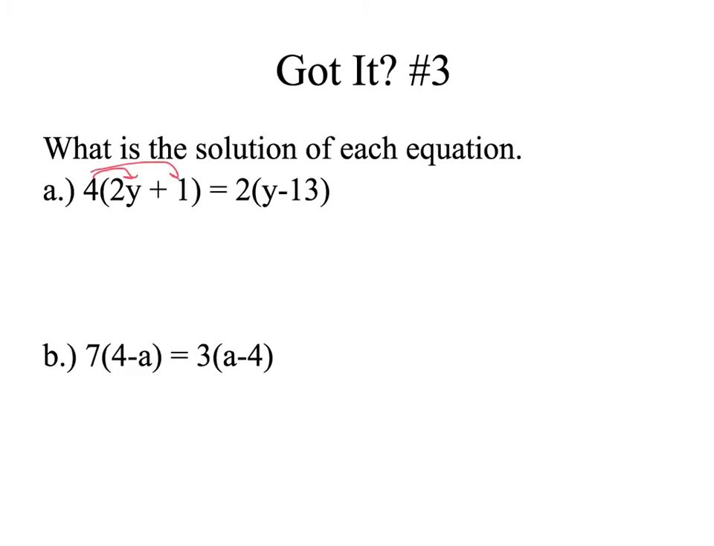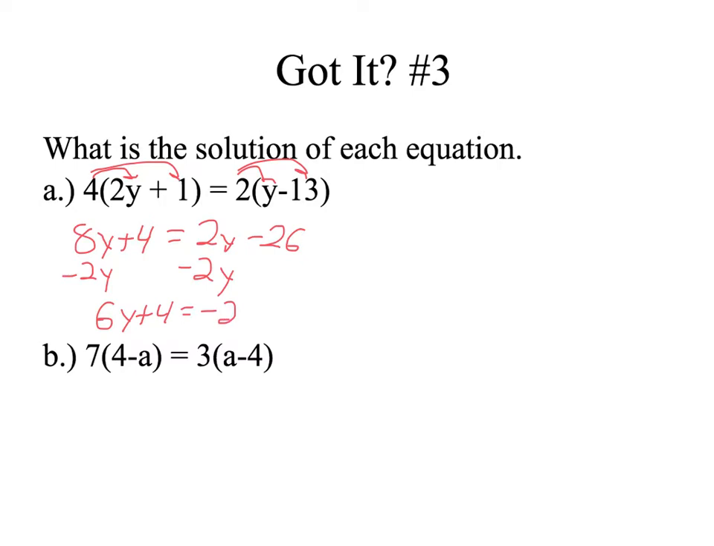So, let's see, we have 8y plus 4 equals 2y minus 26. I would subtract 2y from both sides. So I have 6y plus 4 equals negative 26, because that's a negative 26. I'm going to subtract 4 from both sides.